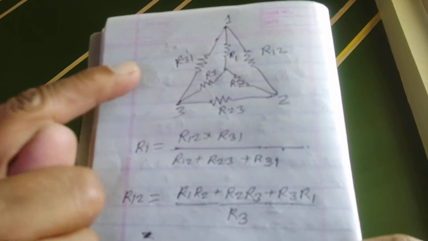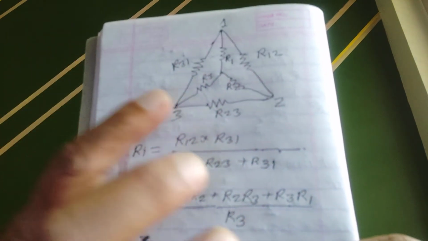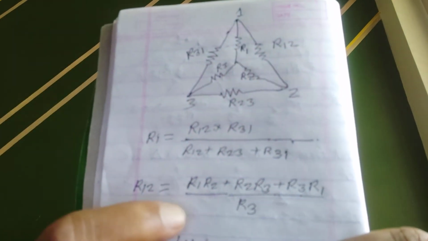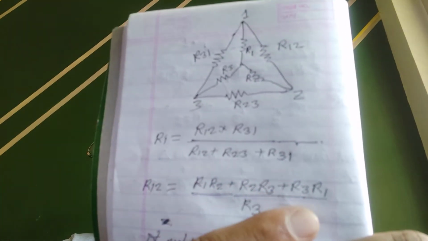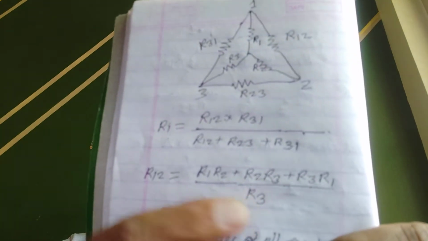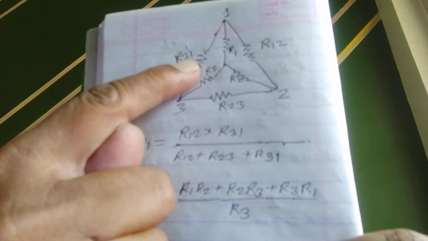Similarly, if you want to find the value of R12 in terms of star, then you write the sum of the products R1R2, R2R3, R3R1, divided by the resistance of the opposite branch.